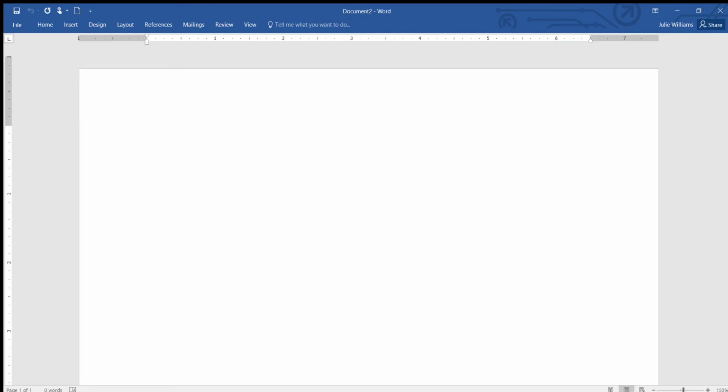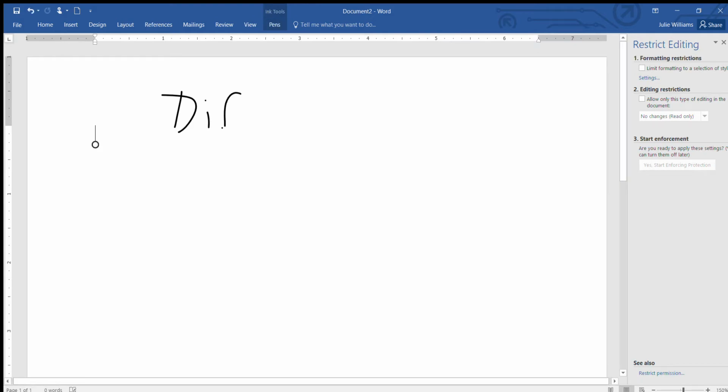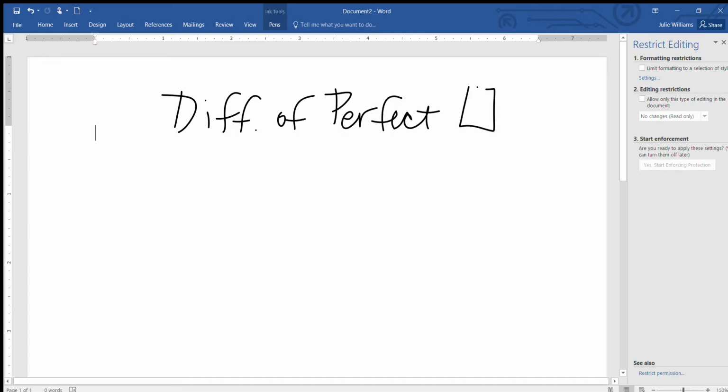It's called the difference of perfect squares. Sorry, I need to get my pen going here. Okay, we know what perfect squares are. Perfect squares are things like 9 and 16 and 25, something that you can take a square root of, and it comes out as just one number, not a decimal or a fraction or anything.